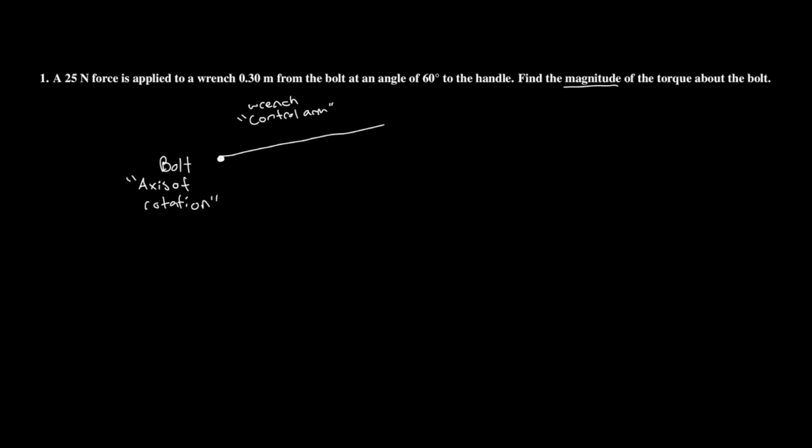Finally, we have our force. So this force is being applied at an angle of 60 degrees to our control arm. And we also have a name for this, and that is going to be the lever arm. So the lever arm is just the line that is the force vector. We can write our force is 25 newtons in here. And then we also have our angle of 60 degrees between the control arm and the lever arm.